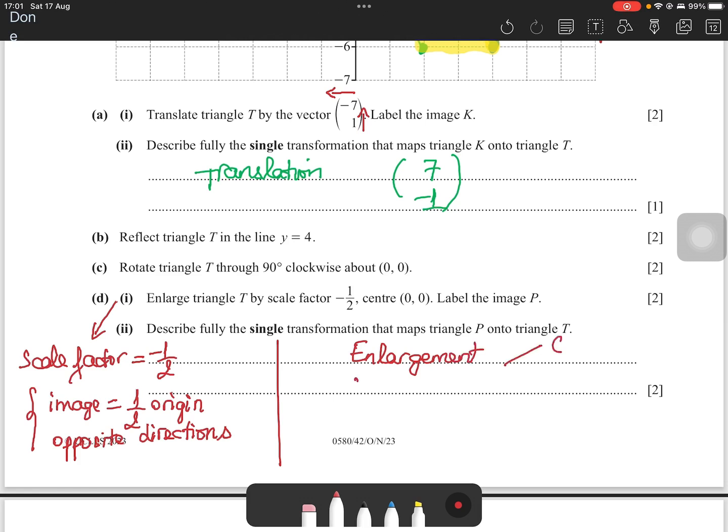Center is still the origin, 0, 0. And scale factor is -2. So that's it for question 1.